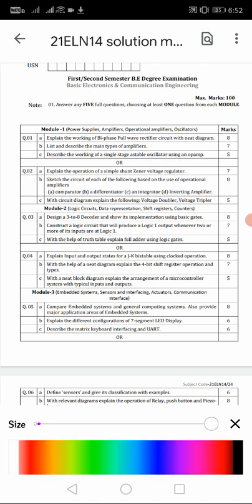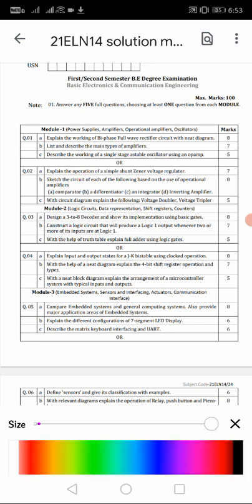Next, 2B: sketch the circuit of each of the following based on the op-amp: comparator, differentiator, integrator, inverting amplifier. This question may not be asked exactly like this, they can give any op-amp applications. Here they have given 4. Assume you read this question and are ready with the answer; along with it you can add the inverting adder and non-inverting adder. So definitely this question will give you some marks in the main examination.